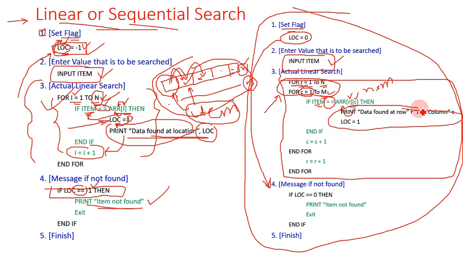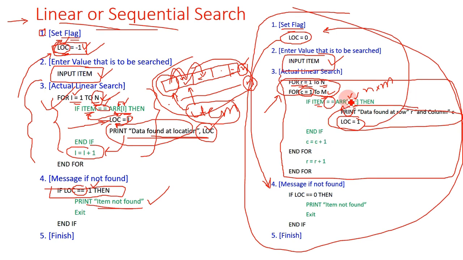The item is found at the rth row and cth column. Okay, and the LOC that is used as a flag in a one-dimensional array works for two purposes. One is for the location and the other is just a flag. In a two-dimensional array, this LOC just works like a flag, whether the item is found or not found. So if the first row and first column value is equal to the item, a message will be displayed to the user that the item is found.